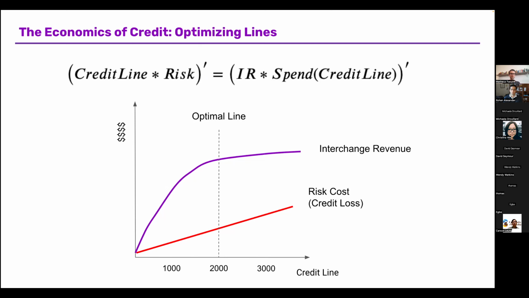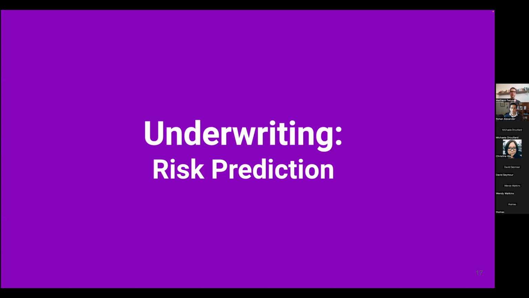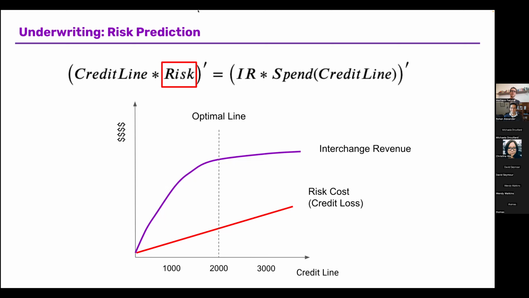So from this, I hope it is starting to become clear what the bank needs to do in order to decide credit lines. First, let's look at the cost side. This is underwriting. This is basically why banks stress a lot about underwriting: the risk component is key in the optimization process of lines. We need to find this in order to solve this equation, so we need an estimate for risk.